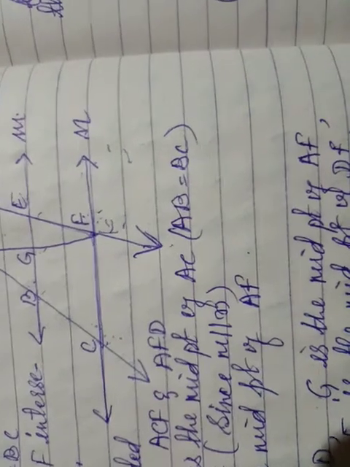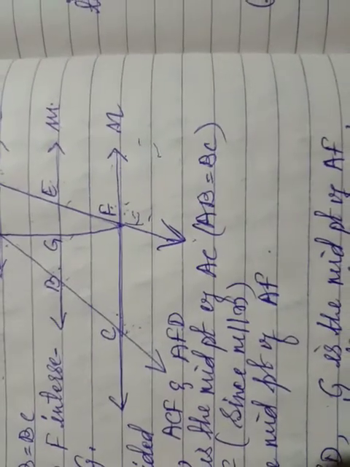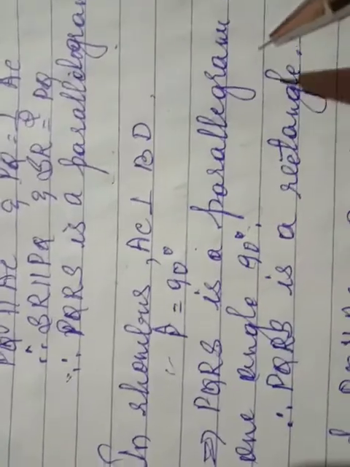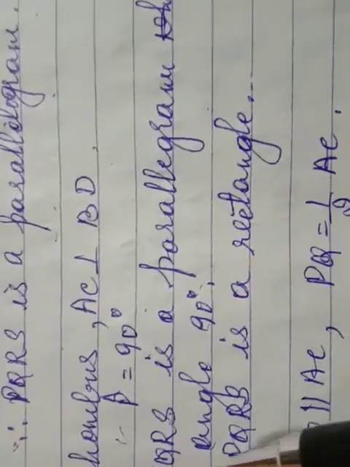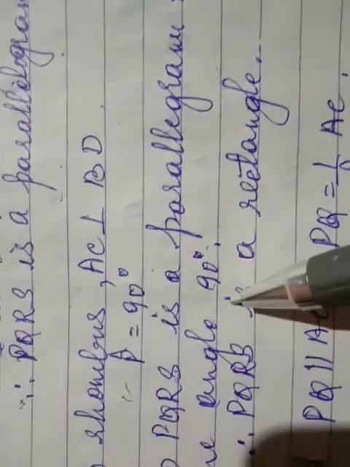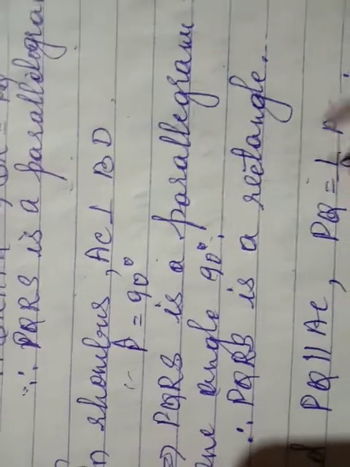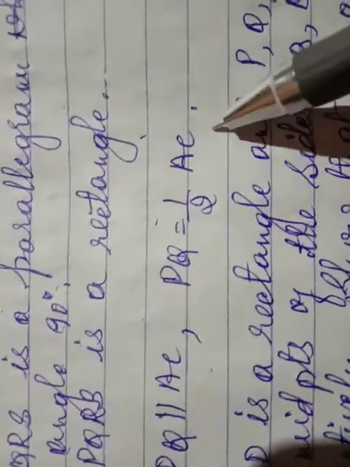Now in rhombus, AC perpendicular to BD, that is angle P is equal to 90 degrees. So therefore angle P is equal to 90 degrees. So therefore PQRS is a parallelogram with one angle 90 degrees, therefore PQRS is a rectangle. Okay, and PQ parallel to AC, PQ is equal to 1 by 2 times AC.